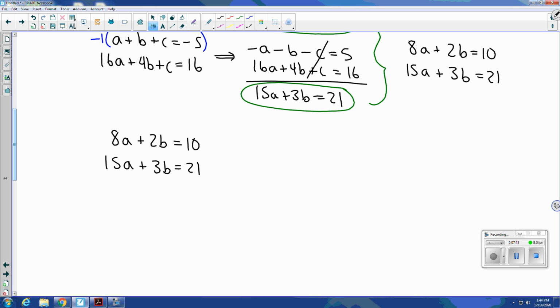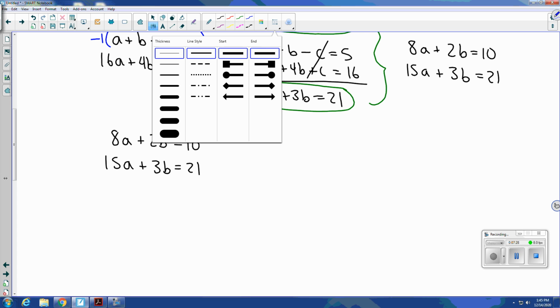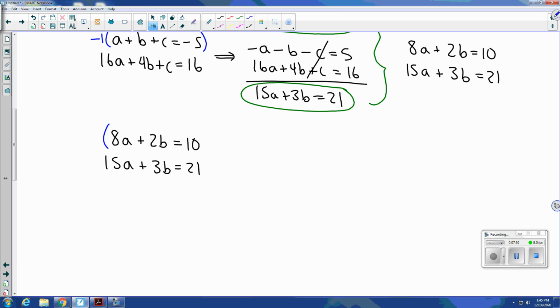So a shortcut that you can always do, if you're unsure what to multiply each equation by, you can multiply both equations, by the way. It doesn't always just have to be one. You can always multiply the top equation by the constant coefficient in the bottom equation. So I can multiply the top by 3. We're trying to eliminate B here. And I can multiply the bottom by the constant coefficient from the top. So I can multiply it by 2.